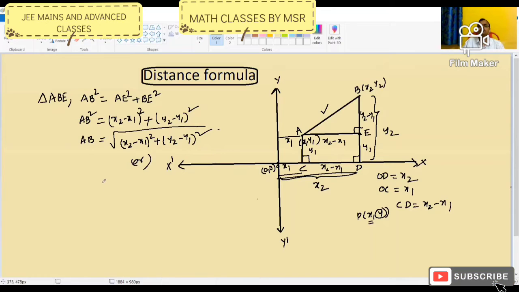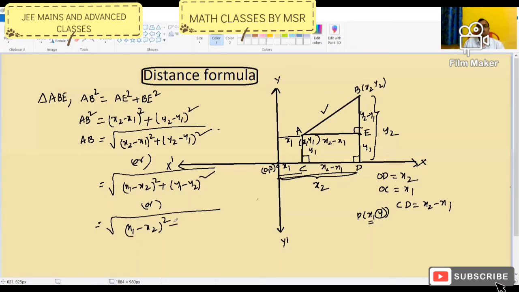Otherwise we can also write this as the square root of (x1 minus x2) whole square plus (y1 minus y2) whole square. Anything is okay. Or we can write it as the square root of (x1 minus x2) whole square plus (y2 minus y1) whole square, or the square root of (x2 minus x1) whole square plus (y1 minus y2) whole square. Any way we can write it. In a way, we have to write the difference of x coordinates whole square plus the difference of y coordinates whole square, square root of. That is the distance formula.